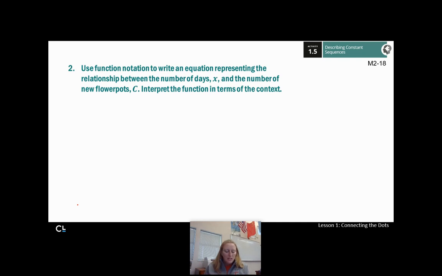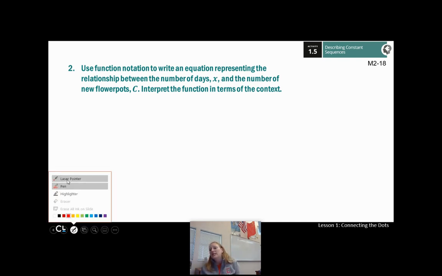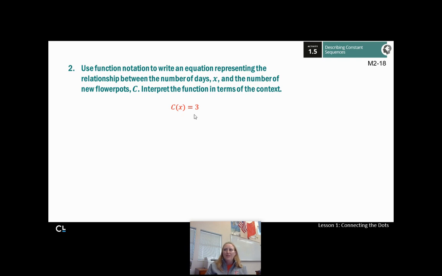So I replaced my a sub n, and I didn't use f of x because they did ask me to use a c instead of an f. So instead of f of x, I use c of x. I just replaced my a sub n with c of x and then I was done, because there is nothing to work out. There's nothing to distribute. There's nowhere to go.